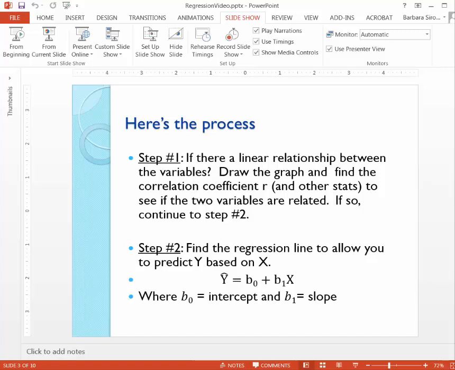But in step 2, I will find a regression line that will allow me to predict y based on x. And this actually looks sort of like the line that you learned about in high school, y equals ax plus b or whatever. In this case, b0 is the y-intercept and b1 is the slope.